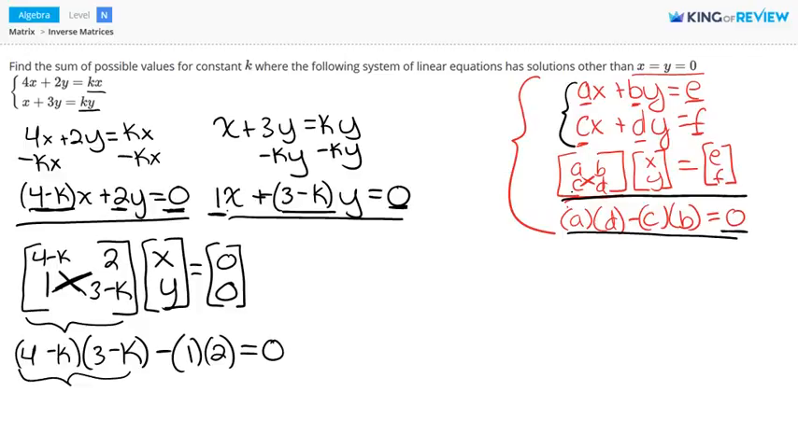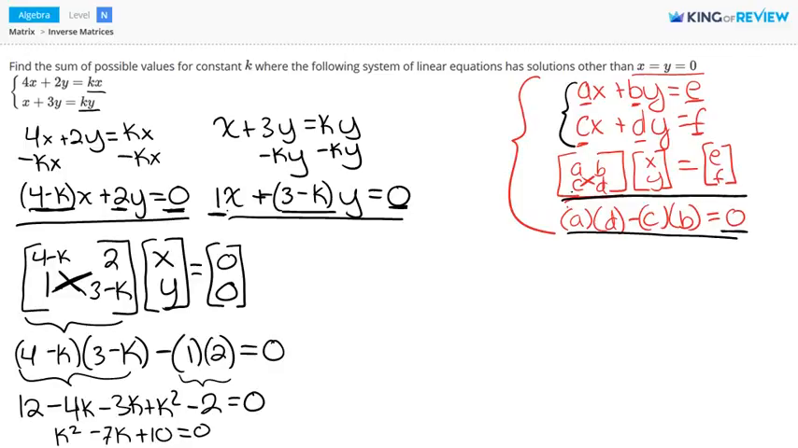We can FOIL this section, so 4 times 3, that gives us 12. Then we get minus 4k minus 3k. Then we get plus k squared. And then 1 times 2, so minus 2. And that's equal to 0. Next, we want to combine like terms. So we have k squared minus 7k plus 10 equals 0.